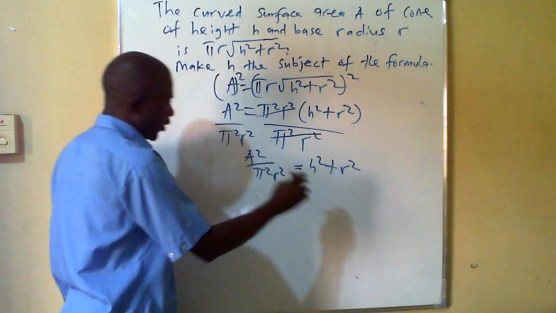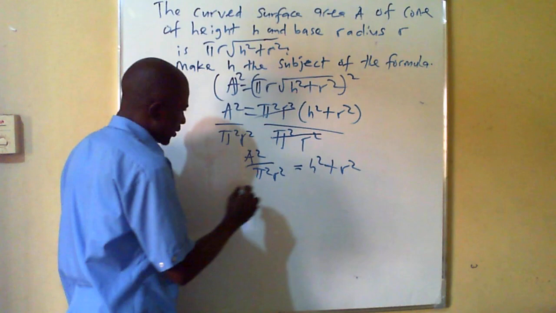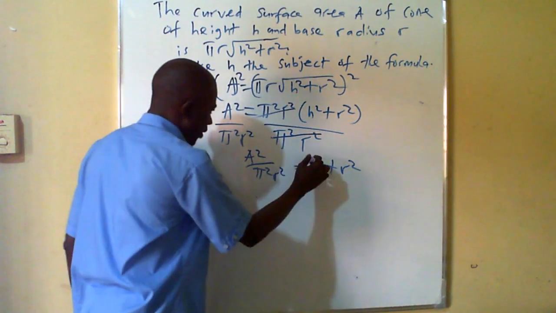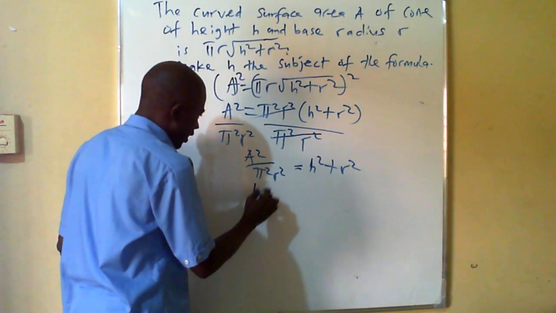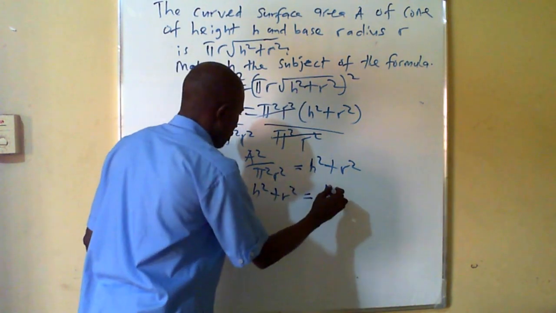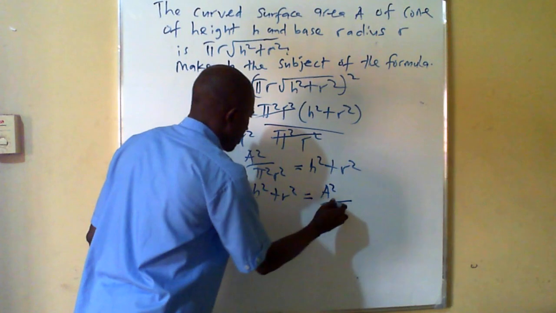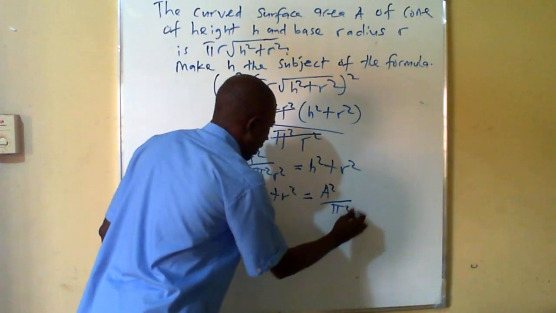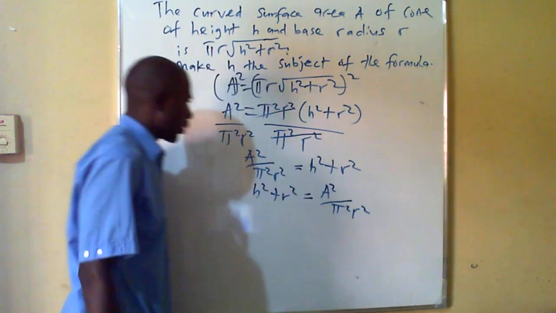You can change it the other way around. You can write it as h² + r² is equal to A² over π² r².